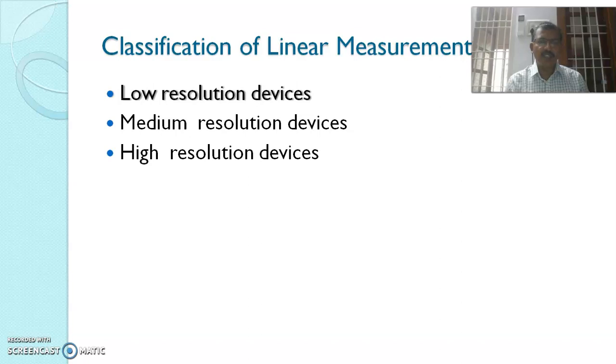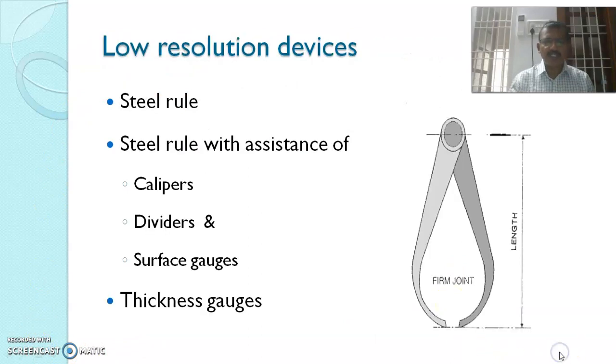In the modern computerized world, there are so many measuring instruments available, ranging from mechanically operated linear measurement devices to different digital electronic devices. So, by classification, they are classified into low resolution devices, medium resolution devices and high resolution devices.